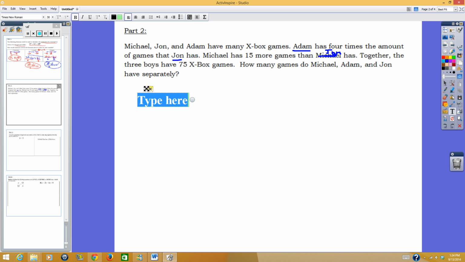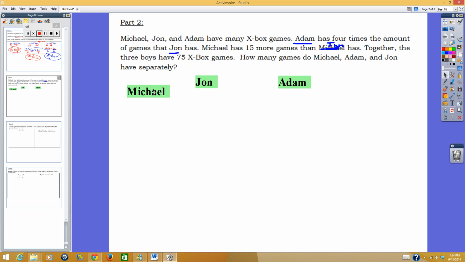So, talking about a few people here. We've got Michael, John, and Adam, right? The way we've been doing it before in class is we're thinking about the one person that they haven't given us any information on. They told us about Adam, they told us about Michael, but they haven't told us anything about John. They keep comparing the other guys to John. So John's going to be our variable for this problem, which is just J, right?